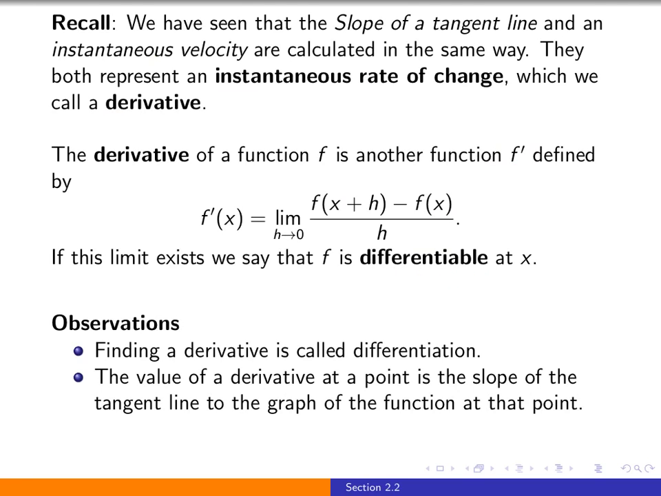A few observations. Finding a derivative is called differentiation of a function. And making the connection back to what we've previously seen, the value of a derivative at a point is the slope of the tangent line to the graph of the function at that point. This will be a very common thing for us to use later on when we're asked to find the equation of a tangent line. To find the equation of the tangent line, we need to find the derivative at the point, which will play the role of the slope. So let's investigate a few examples.